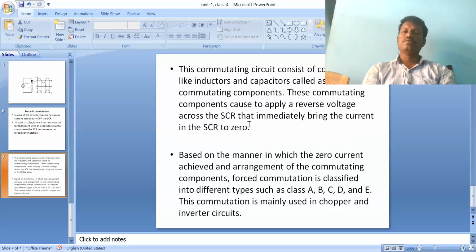What are the examples of commutating elements? Inductor and capacitor. The connections of L and C with the SCR, the forced commutation methods, are classified as class A, class B, class C, class D and class E. These topics will be discussed in the coming classes. Thank you.